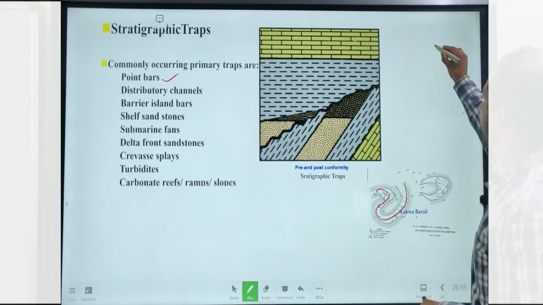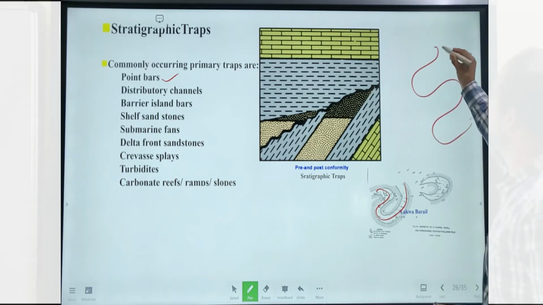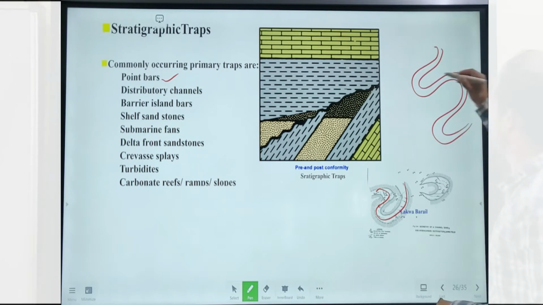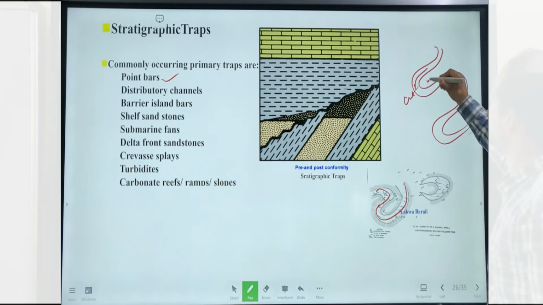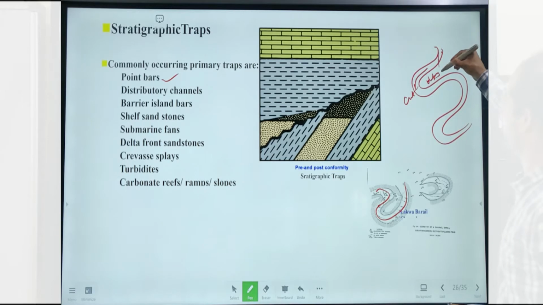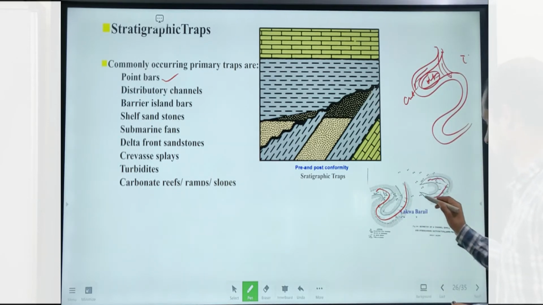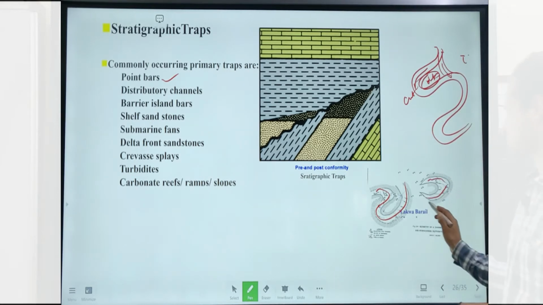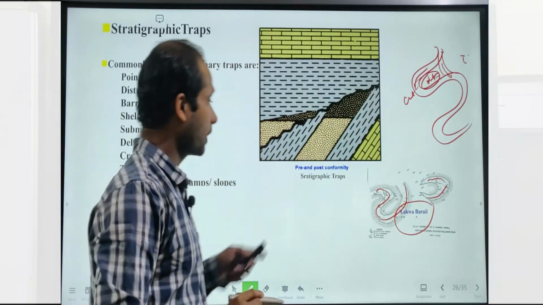So what happens, suppose there is a meandering river, something like this. The river cuts along this side and deposits along this side. After certain time it forms an oxbow lake and the river starts flowing along this, and we get sand deposits over here, that we call a point bar deposit, and we have a lot of occurrence of hydrocarbon in such point bar deposits in the Lakwa and Baral fields of ONGC.